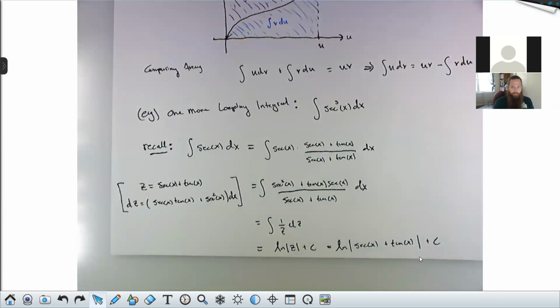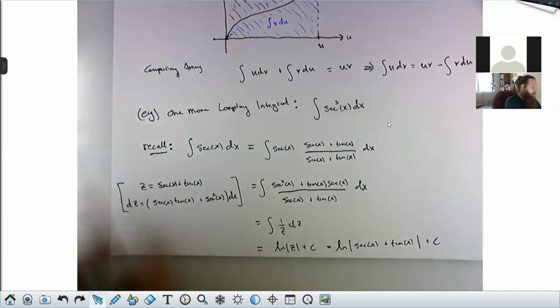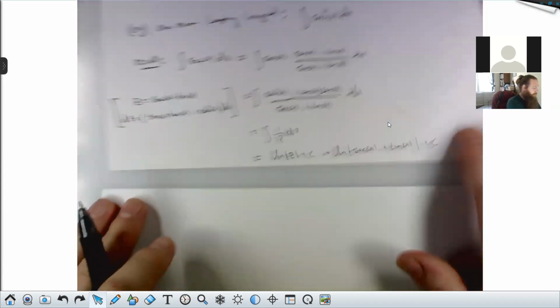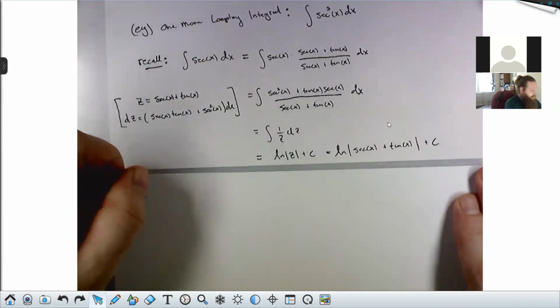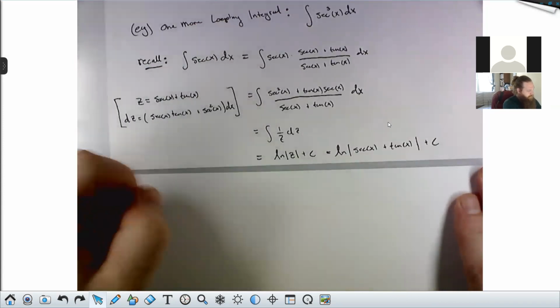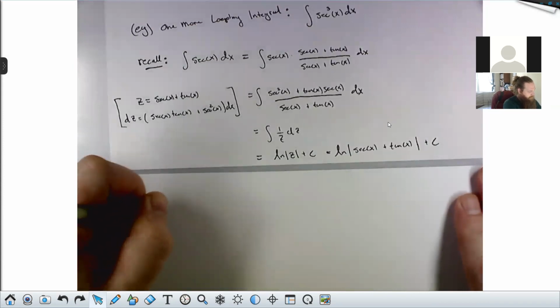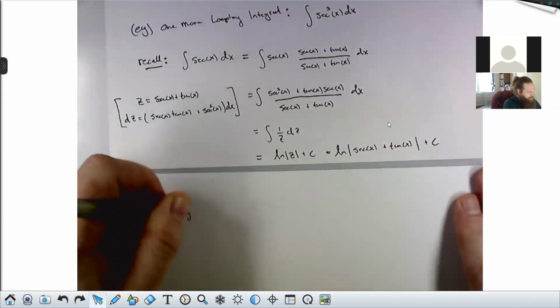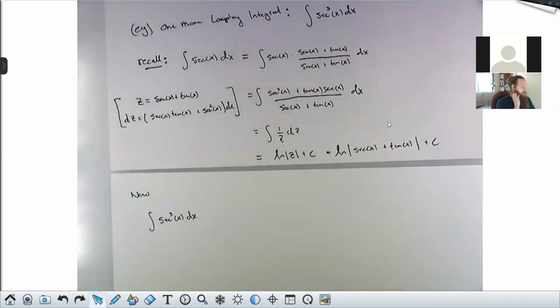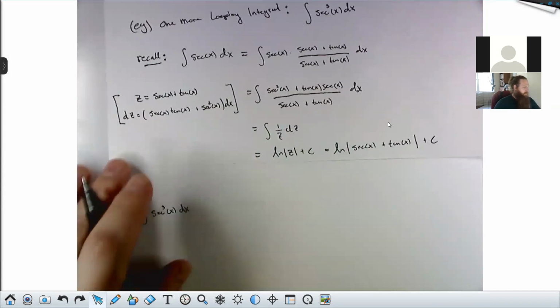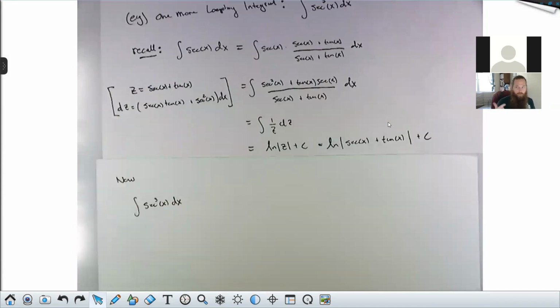So let's tuck that in our pocket and see if we can attack the secant cubed integral. Unfortunately, the LIPET rule does not help us here because there's only trig, right? Logarithms, no. Inverse functions, no. Polynomials, exponentials, no. Trig, yeah, but everything is trig. So that would leave me with just dx as dv, and that really doesn't help.